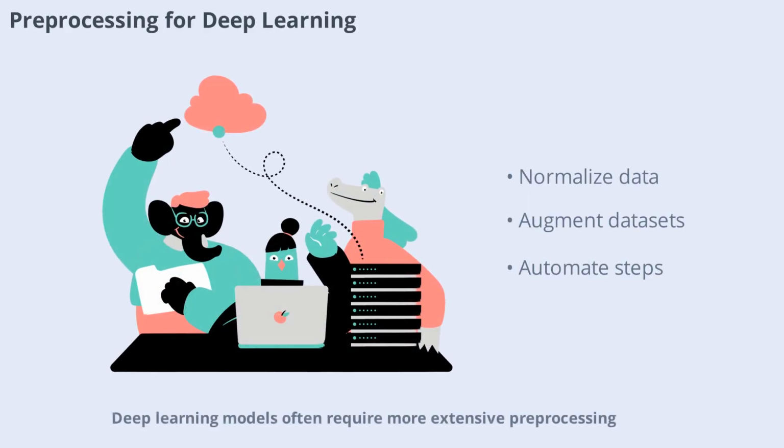Deep learning models often require more extensive preprocessing, such as normalization, augmentation, and data balancing. These steps help models learn more effectively and generalize better to new data. Deep learning frameworks provide tools to automate and streamline preprocessing, making it easier to handle large and complex datasets.